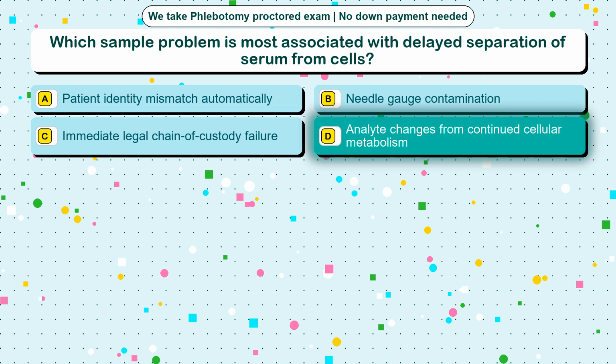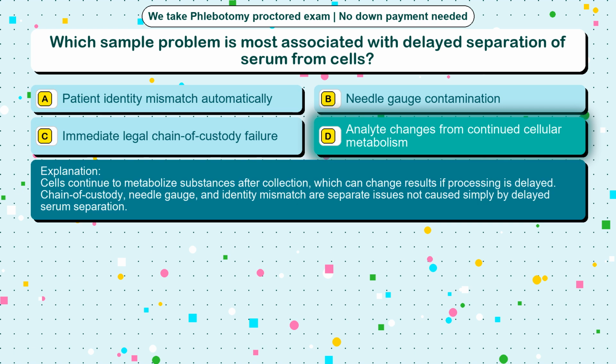The correct answer is option D. Analyte changes from continued cellular metabolism. Cells continue to metabolize substances after collection, which can change results if processing is delayed. Chain of custody, needle gauge, and identity mismatch are separate issues not caused simply by delayed serum separation.